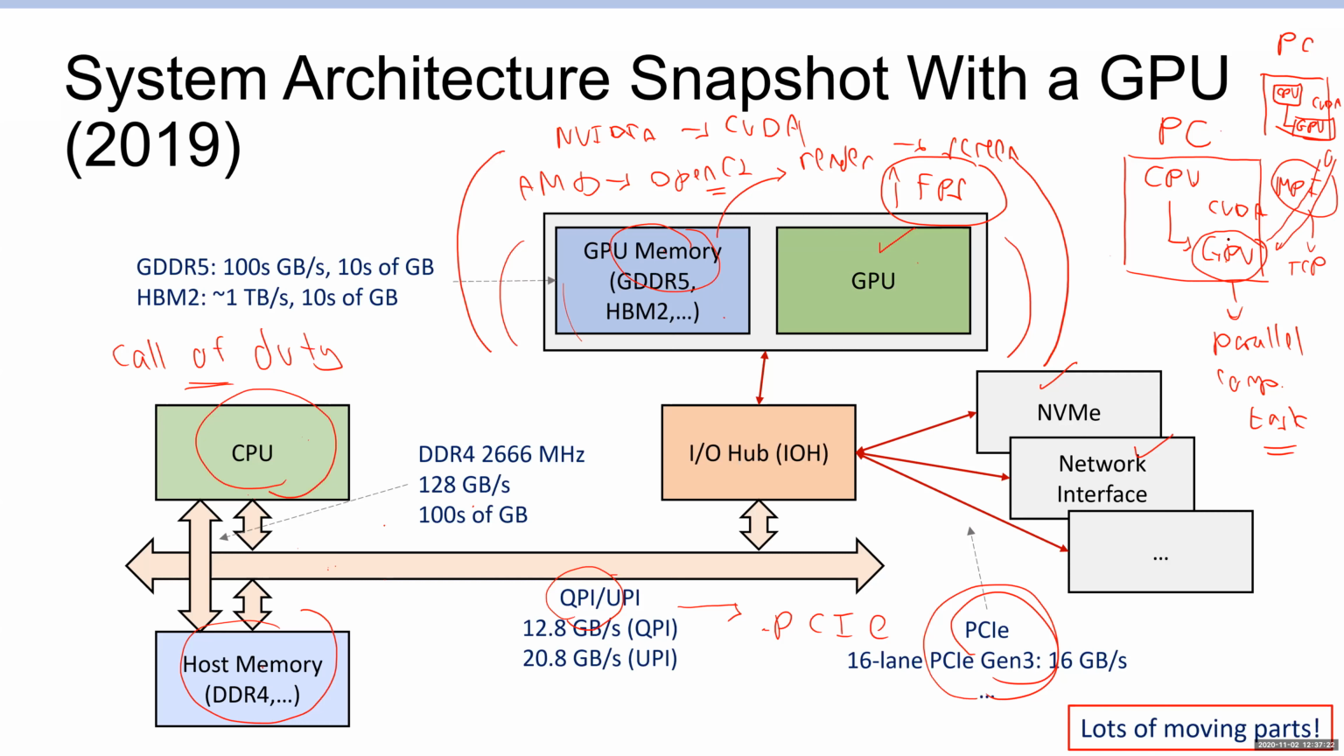MPI allows you to bridge multiple computers into a cluster by doing message passing at the CPU level. CUDA allows you to use a GPU within your PC to perform parallel computing tasks. That's what a few of you did in your assignment.